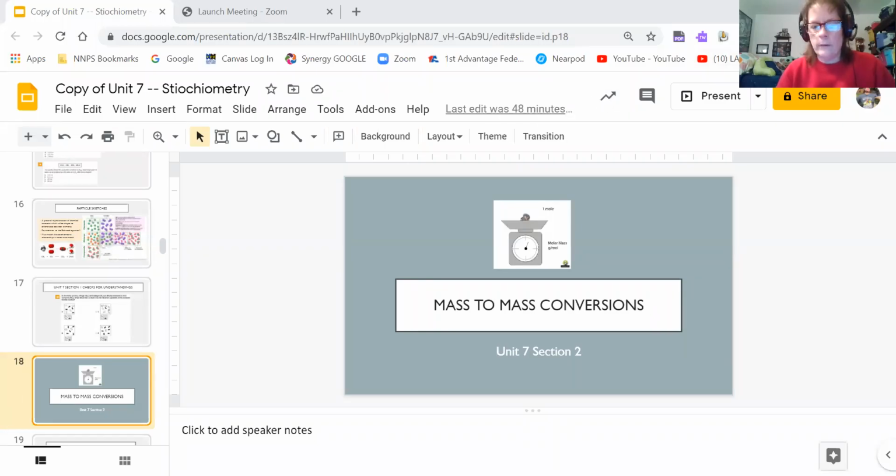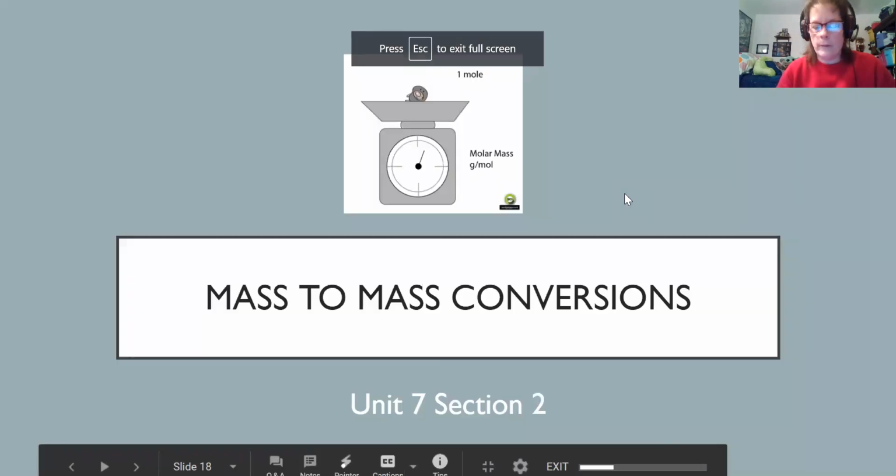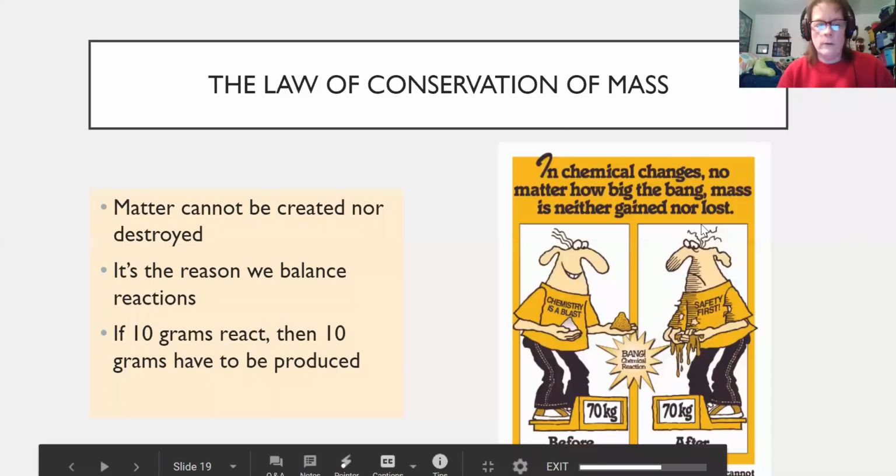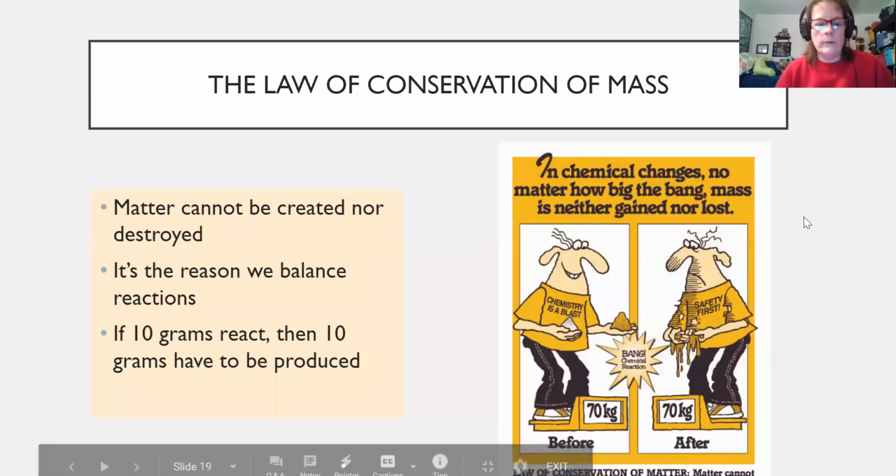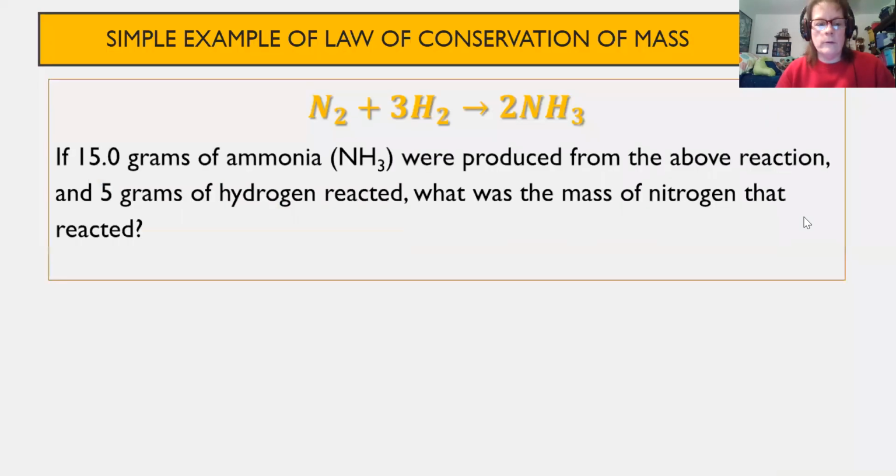Okay, we're going to go into Unit 7, Section 2 now and look at the problems in this section of the notes, mass to mass conversions. I'm really just going to skip through and get to the examples, because hopefully you've been in class and heard the lecture. If not, I guess you can read through. But this is just a really simple example of a mass to mass conversion.